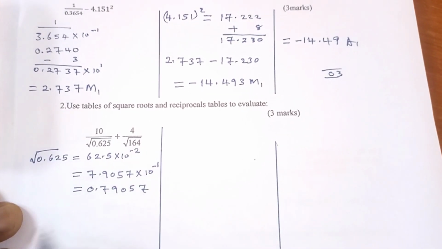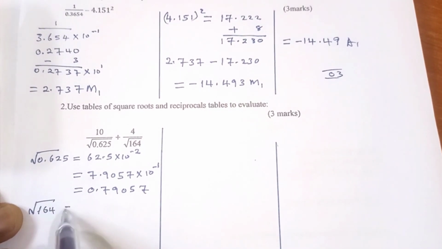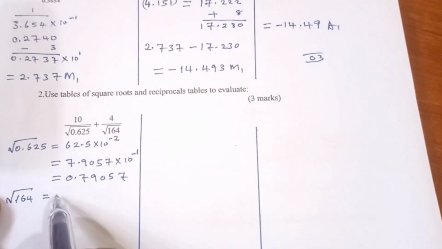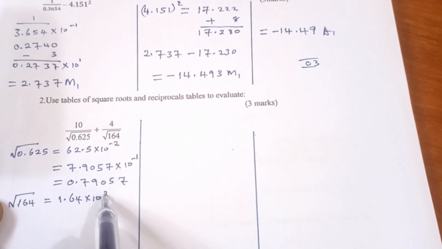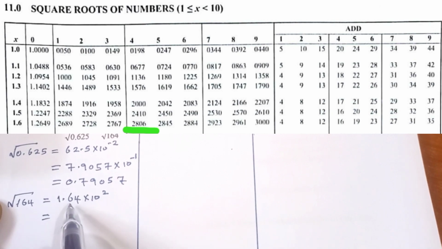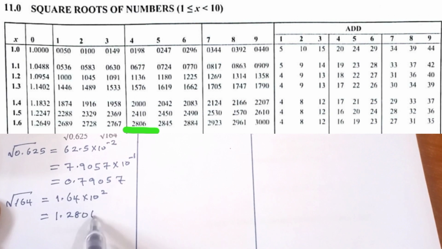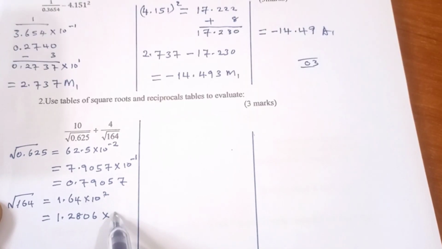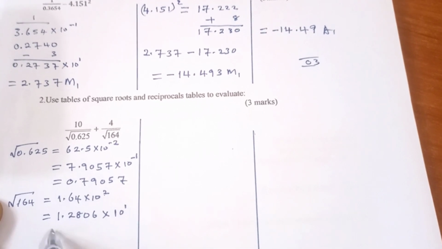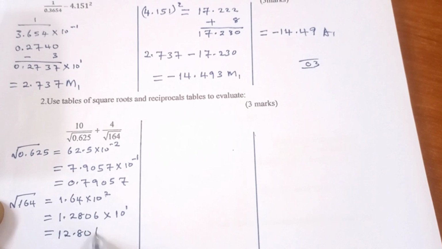Again, we check the square root of 164. We write the number in such a way that it has an even power. So this will be 1.64 times 10 to power 2. The square root of 1.64 from the table, again, we get this to be 1.281, and times 10 to power 1, the square root of 100. And we will combine this, and we get this to be 12.806.